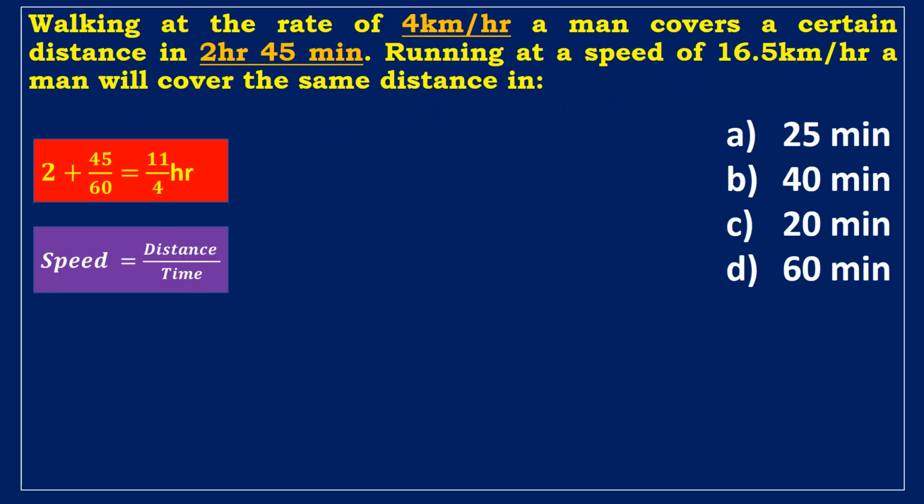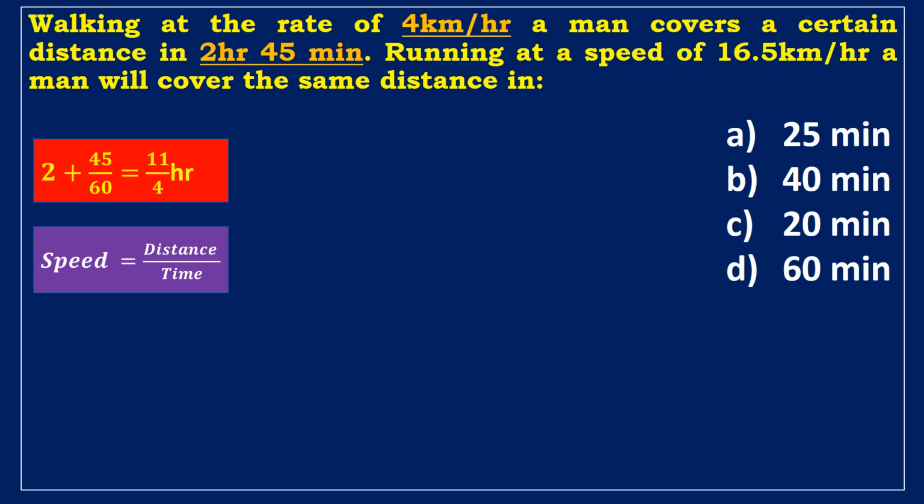Example 3. Walking at the rate of 4 kilometers per hour, a man covers a certain distance in 2 hours and 45 minutes. Running at a speed of 16.5 kilometers per hour, a man will cover the same distance in. Let's start by calculating the distance covered by the man while walking. First, we convert 2 hours and 45 minutes into a fraction. An hour is divided into 60 minutes. By dividing 45 minutes by 60 and then adding 2, we can convert the given time in minutes to hours. Time 2 hours 45 minutes equals 11 by 4.